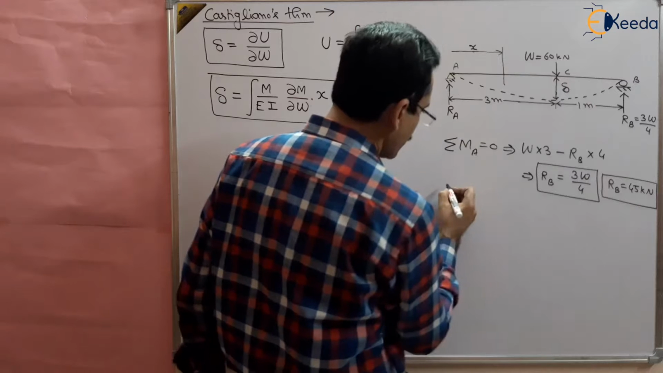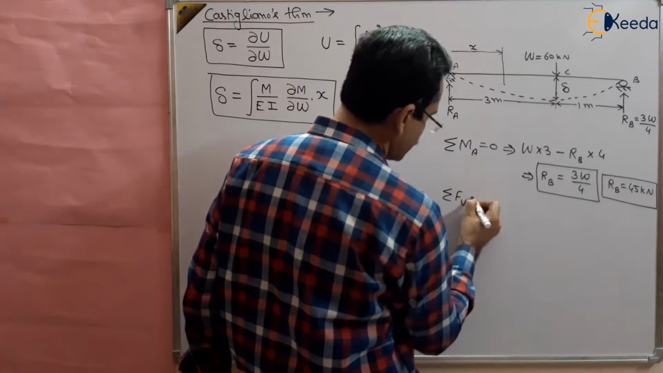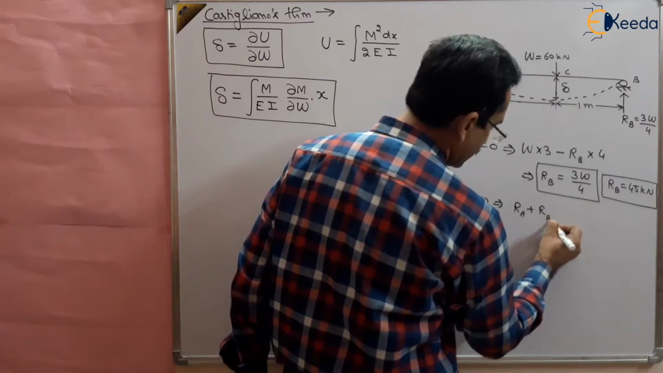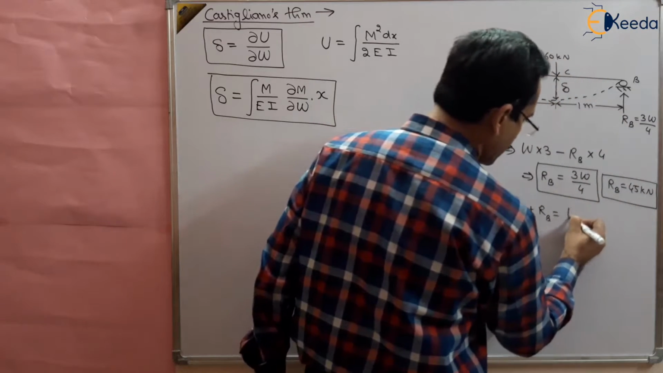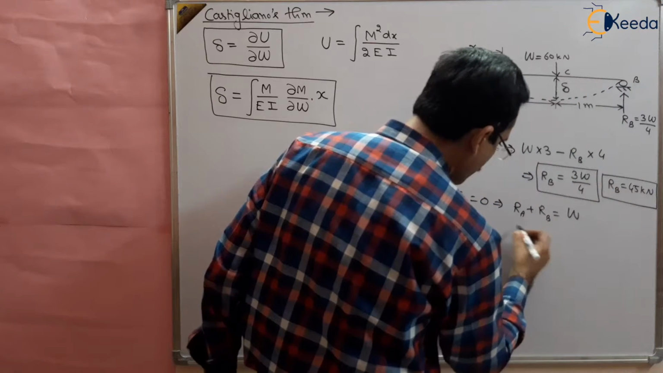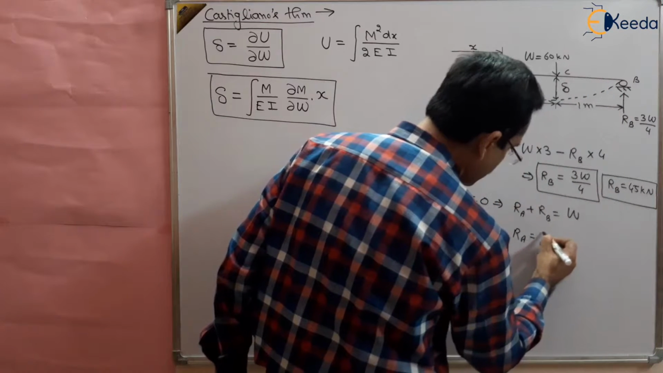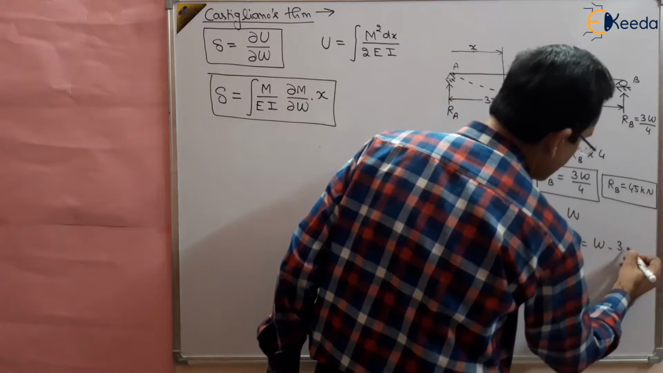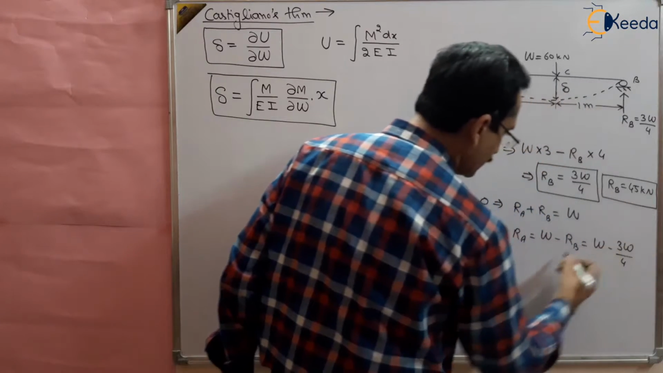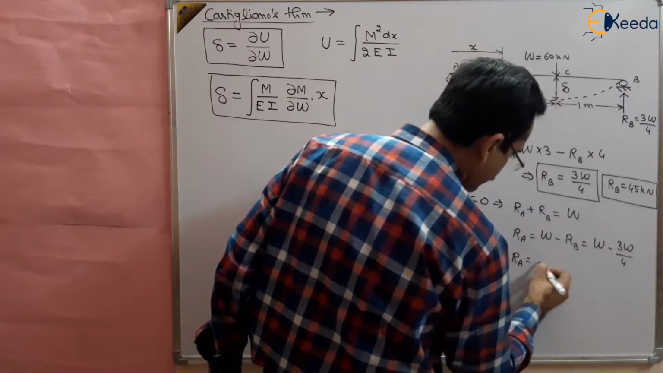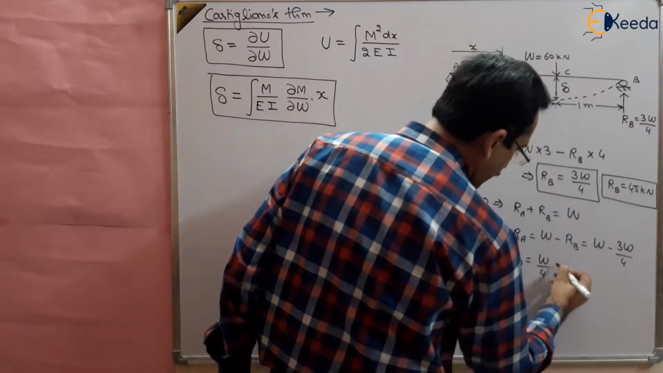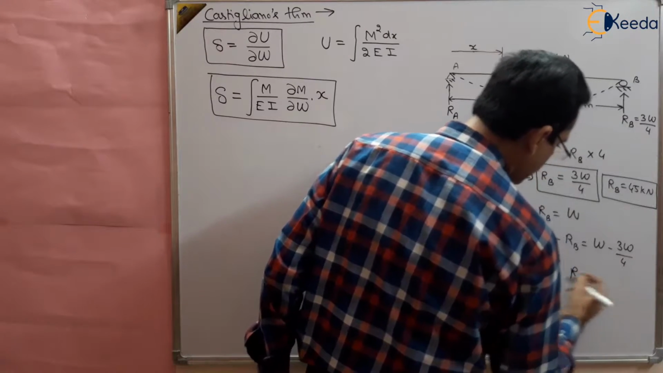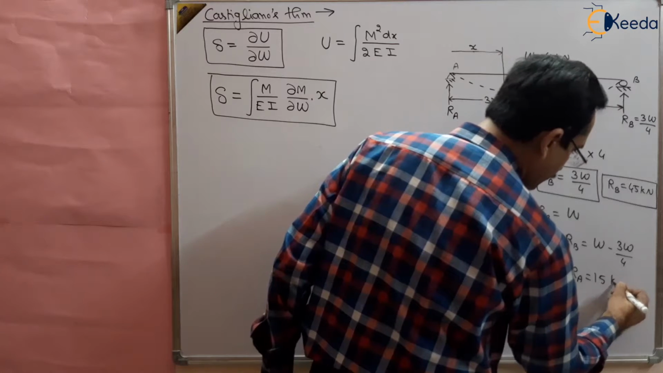Now what is RA? For RA, we can use that the sum of the vertical forces should be equal to 0. So RA plus RB, the upward forces, should be equal to W, the downward force. From here, RA can be found out as W minus RB, which is W minus 3W by 4. So RA will come out to be W by 4. And in magnitude, that is 60 by 4, which is 15 kilonewton.